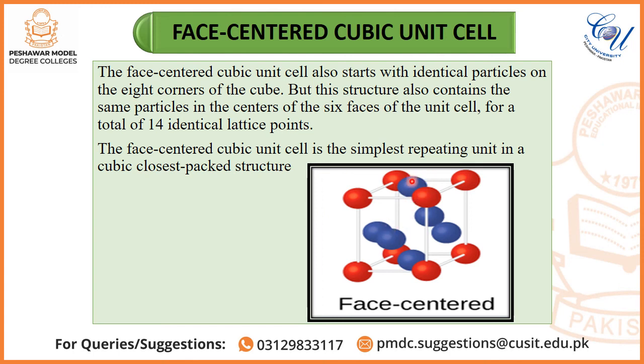These are one particle, the back one, this is the front one, this is the side one, and this one is also present on the other side. On each side of this cube there is a particle. So a total of 14 identical lattice points are present. The face-centered cubic unit cell is the simplest repeating unit in a cubic closest packed structure.